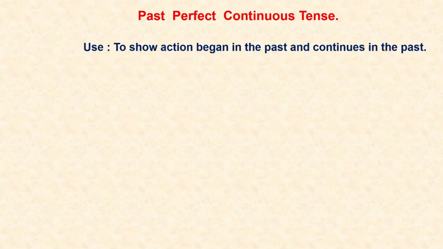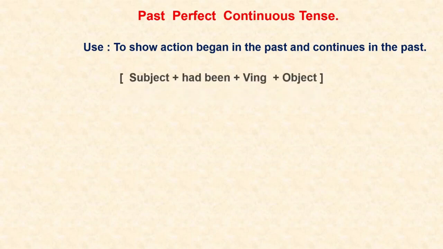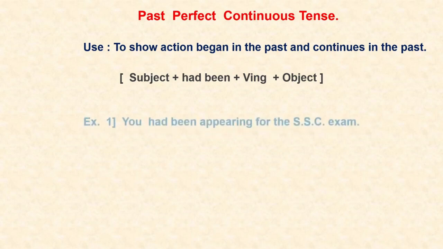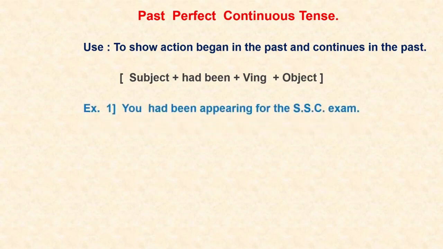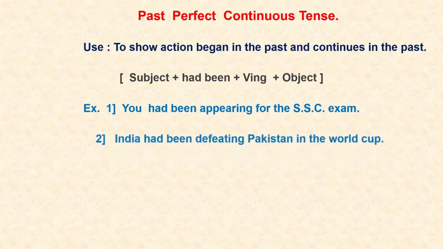And the last is past perfect continuous tense. When do we use it? To show an action began in the past and continued in the past. The formula is subject, had been, VING and object. Look at the example: You had been appearing for the SSC exam. You is the subject, then had been, and appearing means VING. Second example: India had been defeating Pakistan in the World Cup.